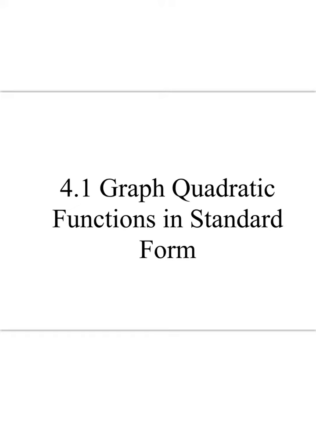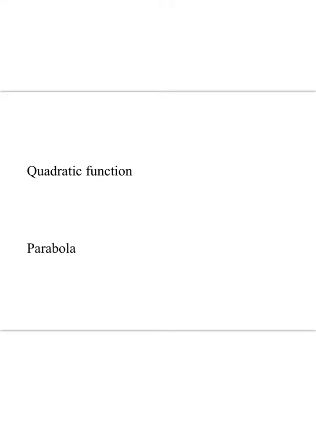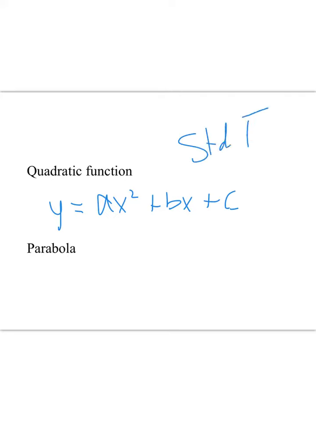Yay, starting chapter 4. By the end of 4.1, you should be able to graph quadratic functions that are already in standard form. I know we've already been dealing with quadratics, but I want you to have in your notes that standard form is y equals ax squared plus bx plus c, where a, b, and c are just numbers, and a cannot be 0.